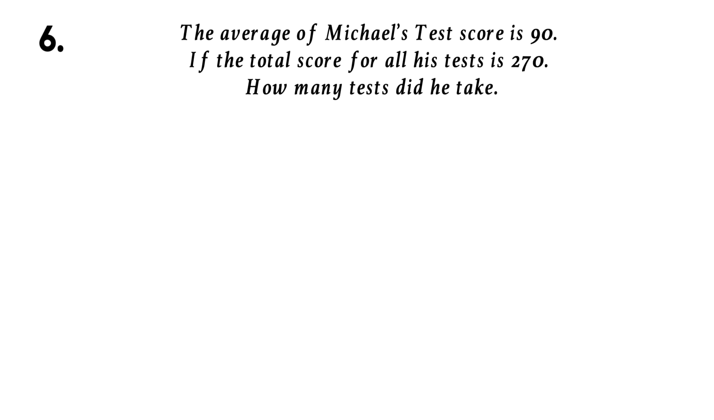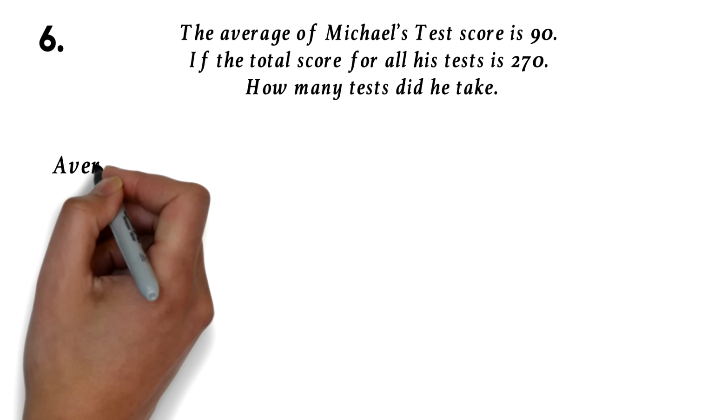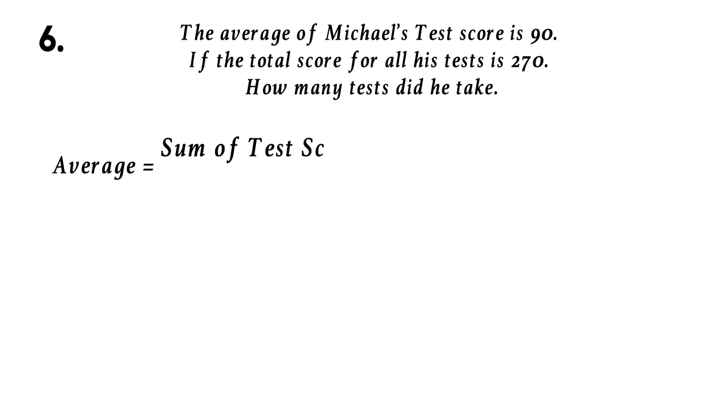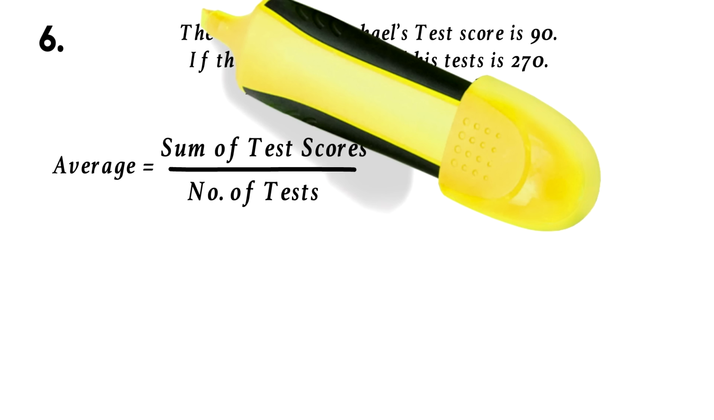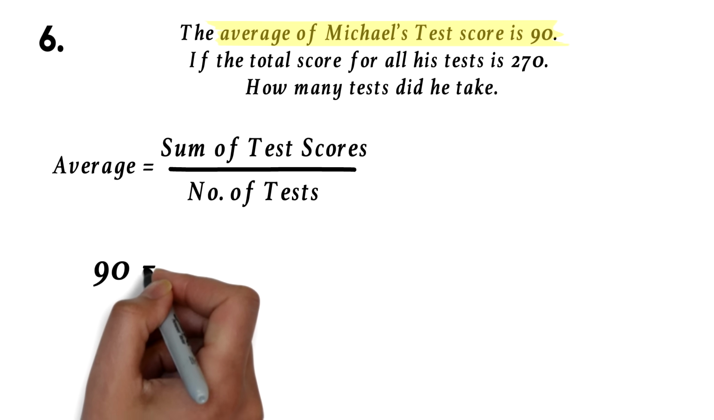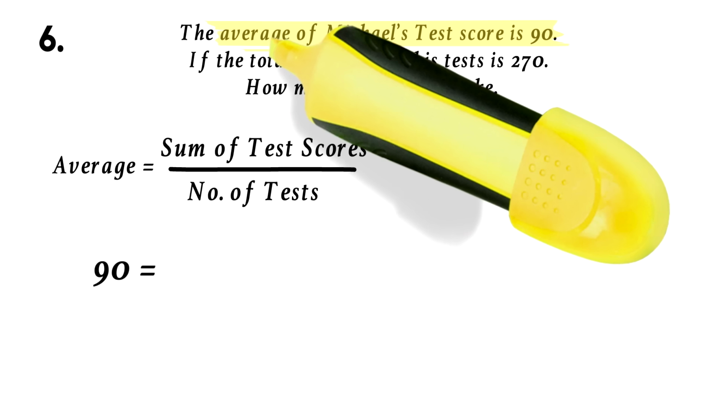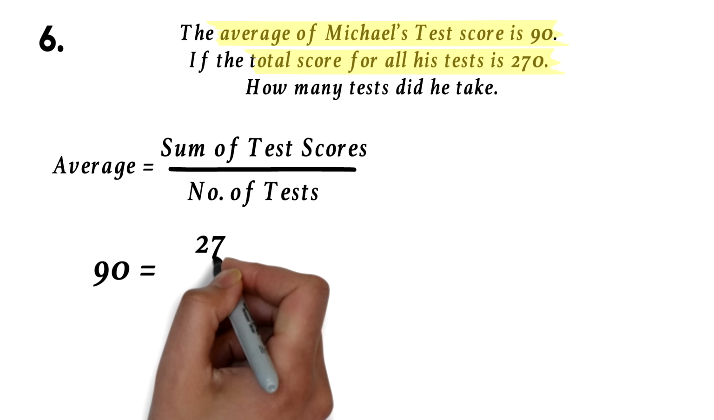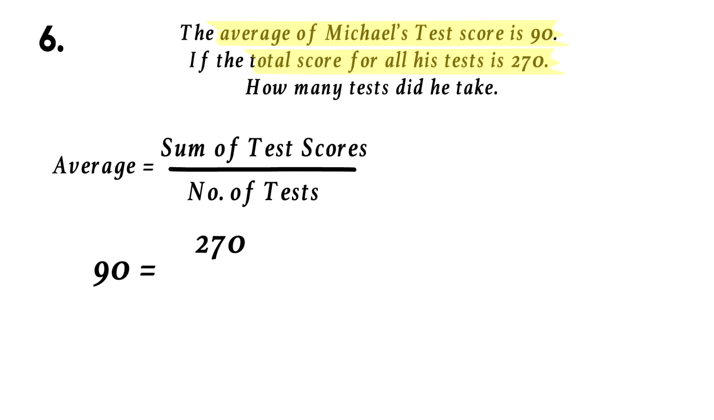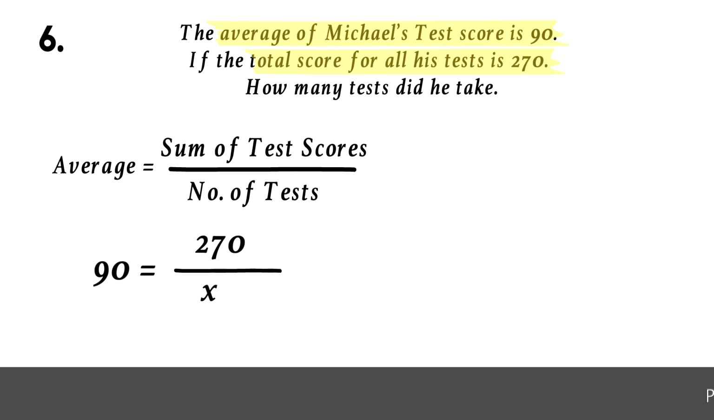Question 6. The average of Michael's test score is 90. If the total score for all his tests is 270, how many tests did he take? This is really the exact same question. We are just finding the number of tests this time. We know that the average equals the sum of test scores divided by the number of tests taken. Here, we have been given the average as 90. We have also been given the sum of test scores, which is 270. We can represent the number of tests taken by x and solve for x.